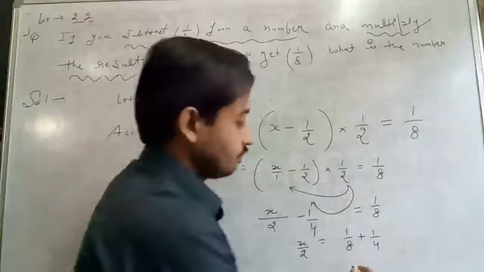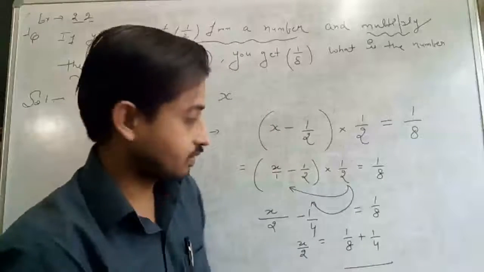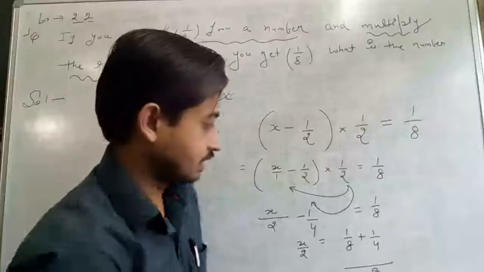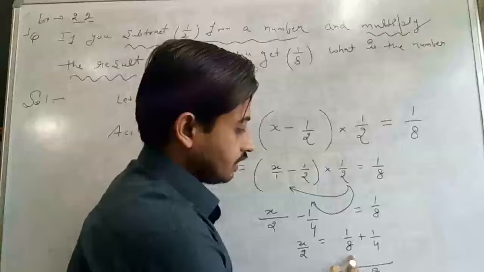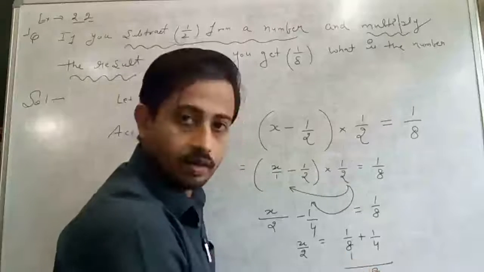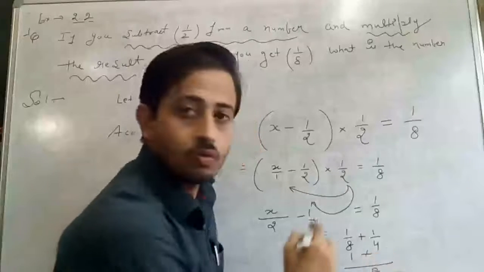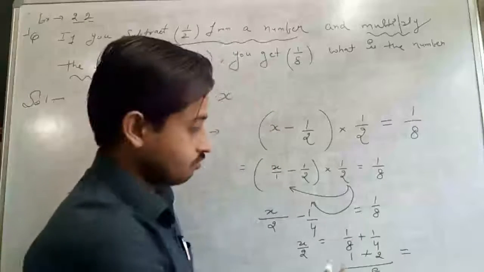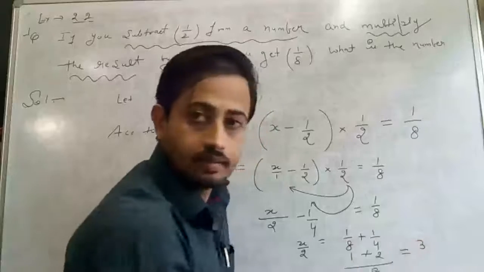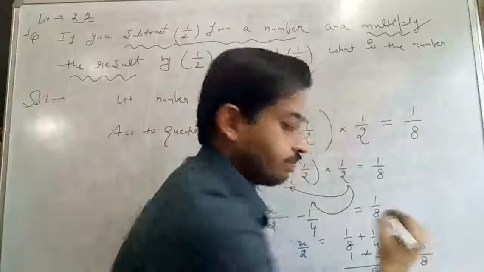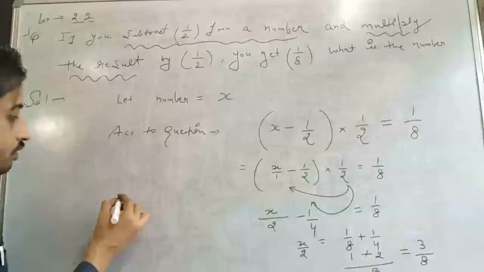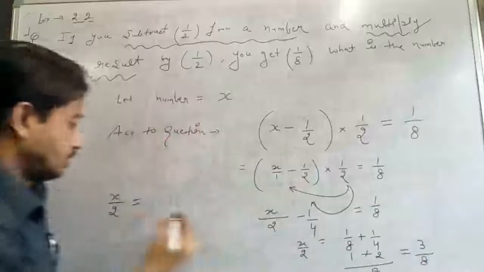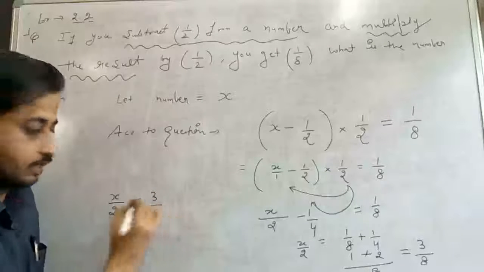Now take its LCM. What is the LCM? The LCM of 4 and 8 is 8. So 8 ones are 8, so we get 1, plus 4 twos are 8, it means 2 ones are 2. So we get 1 plus 2, which is equal to 3/8. So we have got x/2 is equal to 3/8.